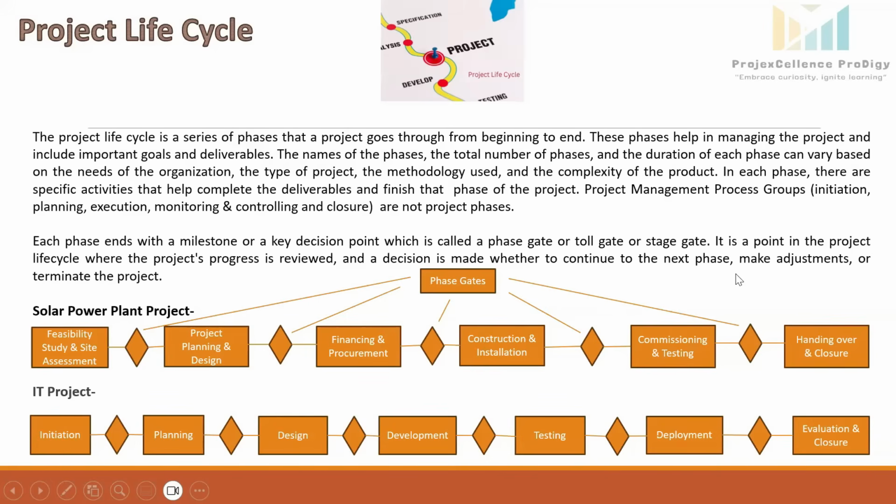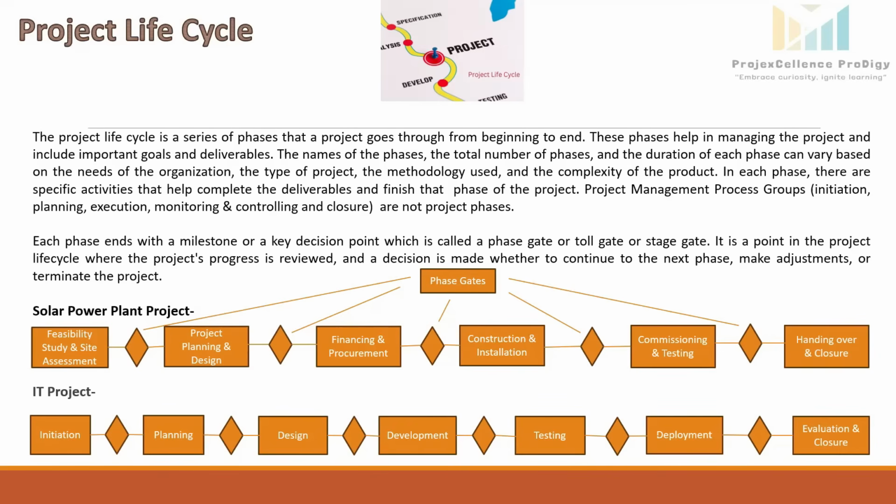It is a point in the project life cycle where the project's progress is reviewed and a decision is made whether to continue to the next phase, make any kind of adjustments, or terminate the project. Let's understand the project phases and project life cycle with these two examples.